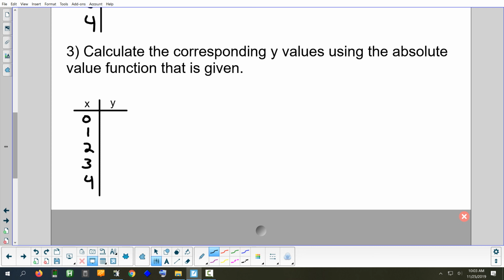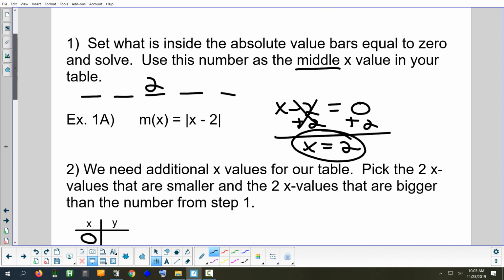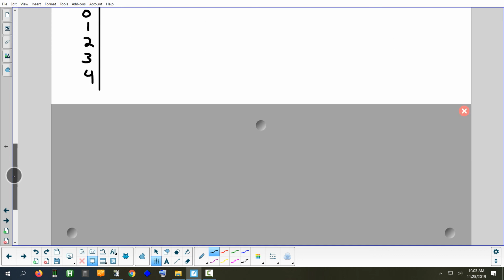How do you get a y value if you have an x value? What do you do with the x value? So we've got a formula. The formula is right there. So what do we have to do to get the y values if we have a formula? Yeah. Plug in for x.